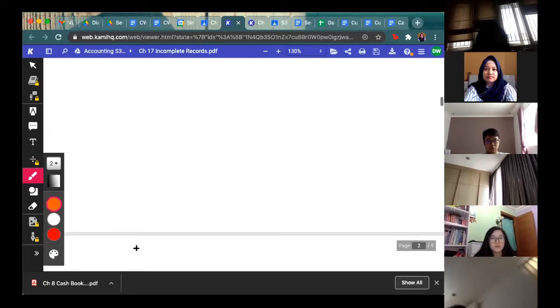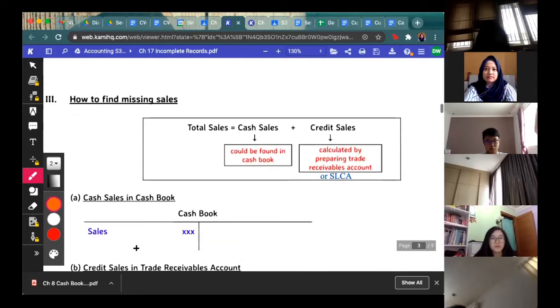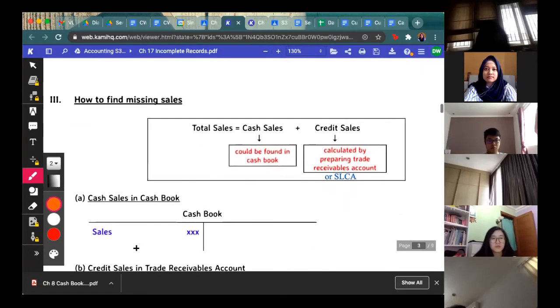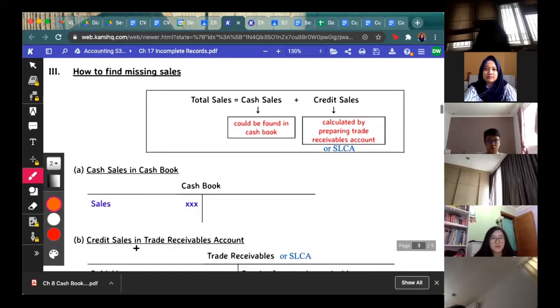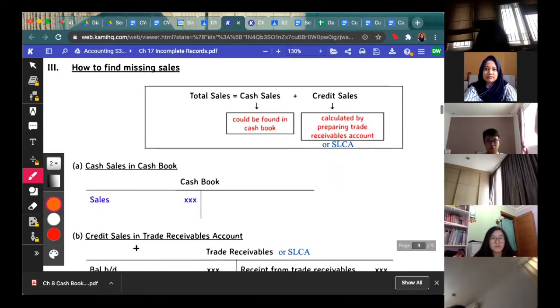Okay, next, in relation to the income statement, you might also have to find a missing sales figure. Sales is needed when you are preparing the income statement. Now total sales is divided into two, because transactions are divided into cash transactions and credit transactions.